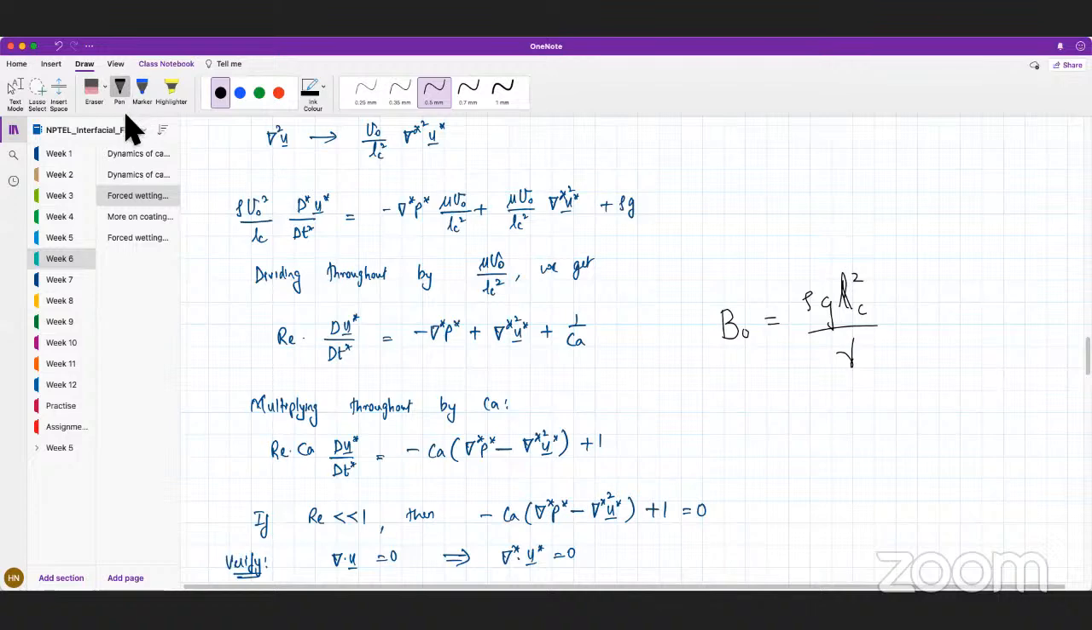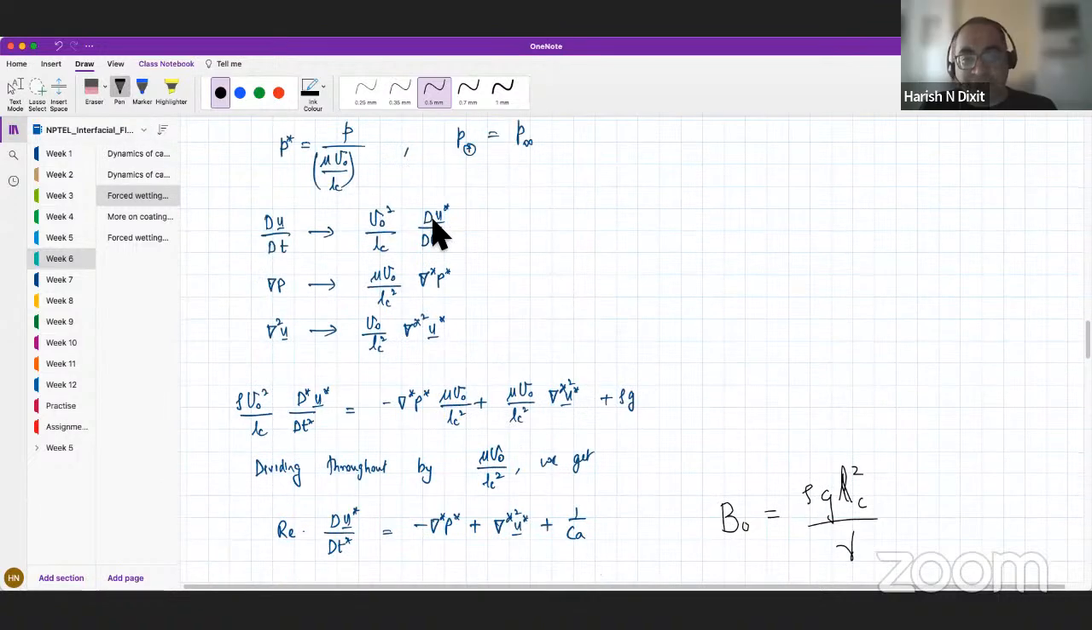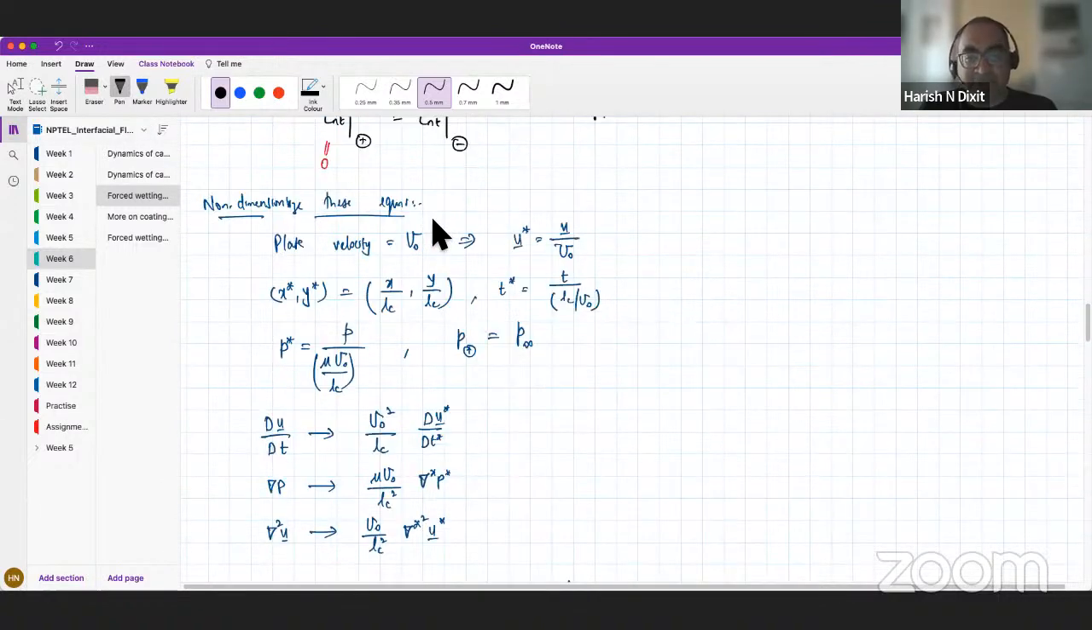Did you get that, Sai? Yes, sir. Okay. So, but it leads to an important question. Why did we get this? The reason we get this is because we have chosen the characteristic length scale for non-dimensionalization as LC itself.